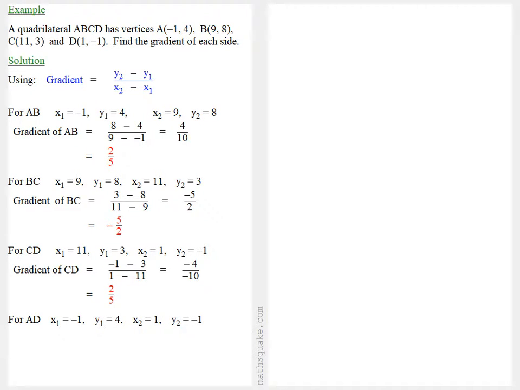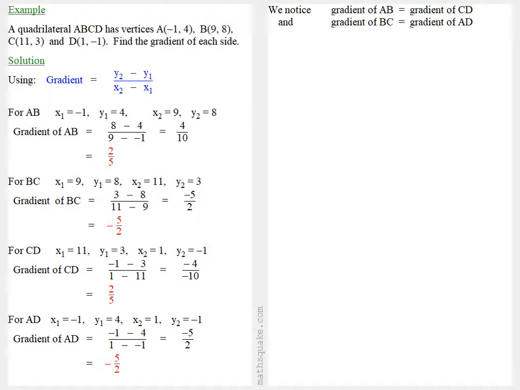For AD, x1 is equal to -1, y1 is equal to 4, x2 is equal to 1, and y2 is equal to -1. So the gradient of AD is -1 take away 4 over 1 take away -1, which is -5 over 2. Now we notice that the gradient of AB is equal to the gradient of CD. They are both 2 over 5. And the gradient of BC is equal to the gradient of AD. They're both -5 over 2.